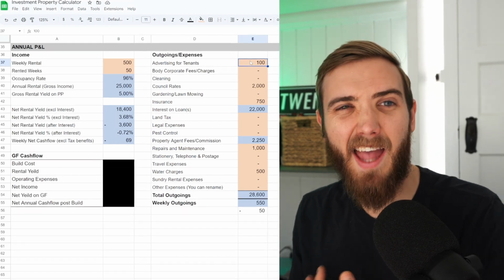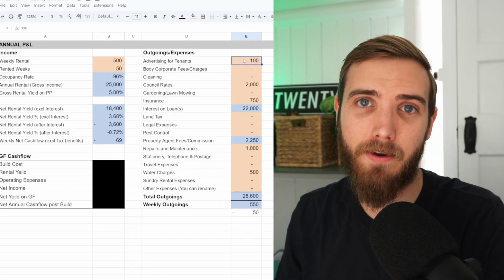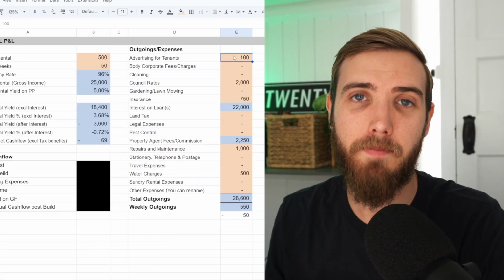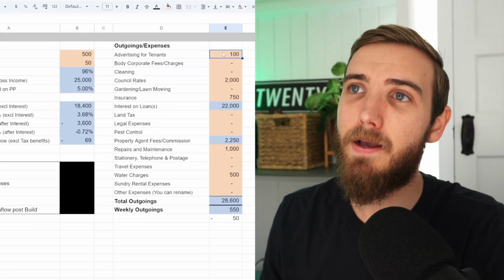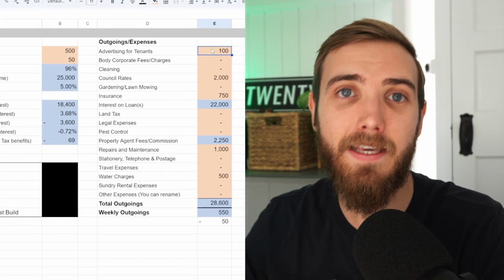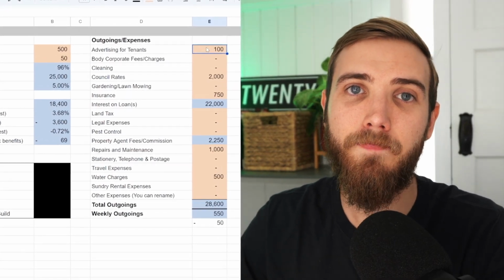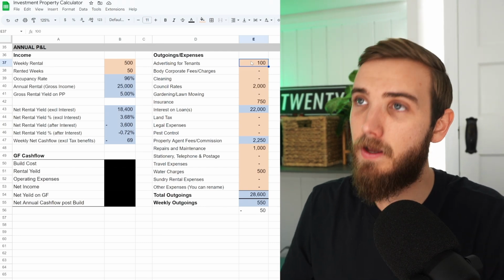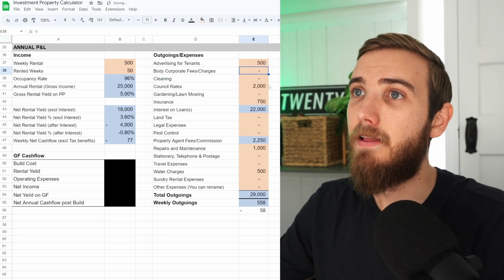For example, a standard ballpark price could be in the middle ground of that, say around 7 to 8% in terms of management fees. And then you might expect an advertising fee or a leasing fee of 1 week's worth of rent. So let's put in 1 week's worth of rent as our expected advertising and leasing fees.